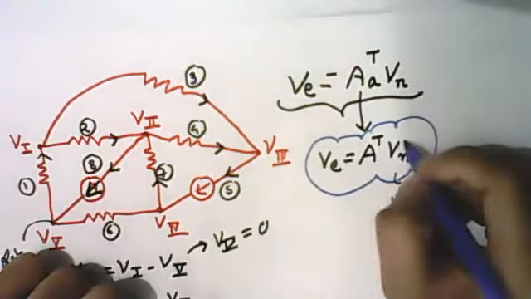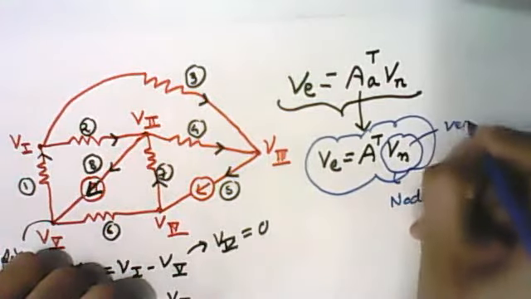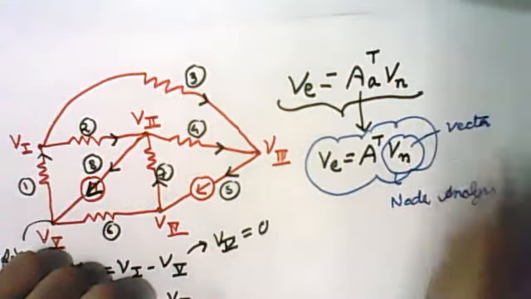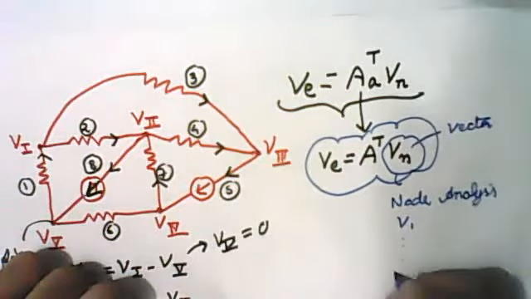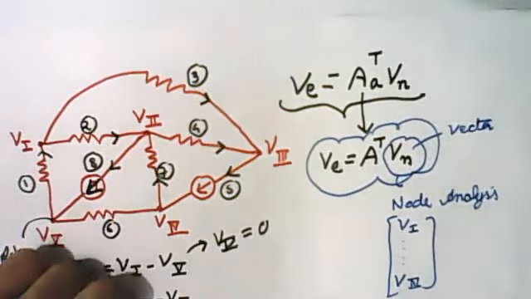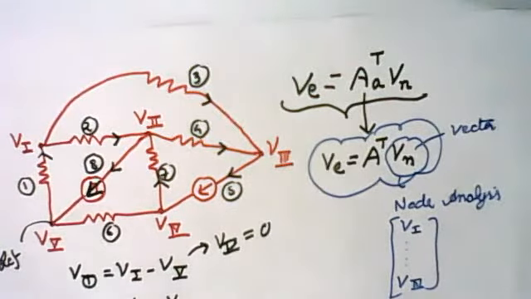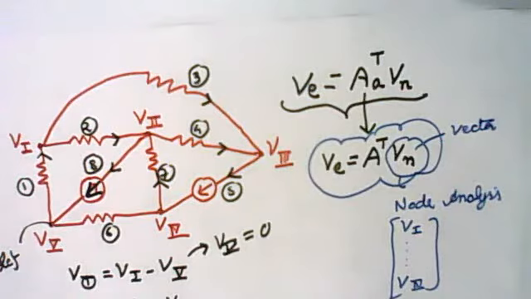This Vn you are seeing now is not just one voltage, it is a vector. A vector having V first to V fourth. Because I have removed V fifth from this. Okay, so this is what it is used for in terms of a graph.